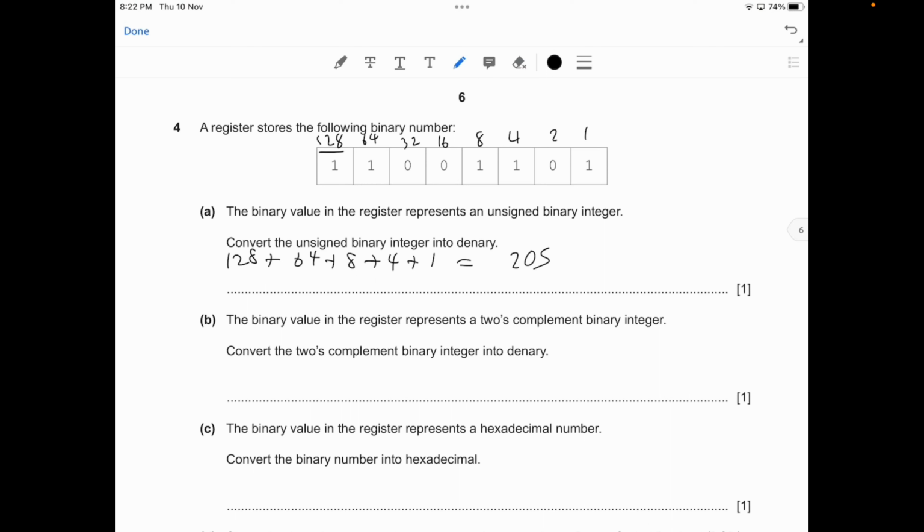Then the next part: the binary value in the register represents a 2's complement binary integer. Convert the 2's complement binary integer into denary. So we have to convert this into 2's complement. For 2's complement you have to invert the digits. What I mean is, if it's 1 1 0 0 1 1 0 1, you switch all the values, which becomes 0 0 1 1 0 0 1 0, and then you add a positive 1 to that.